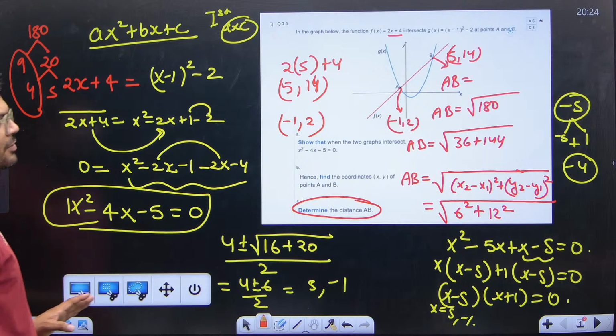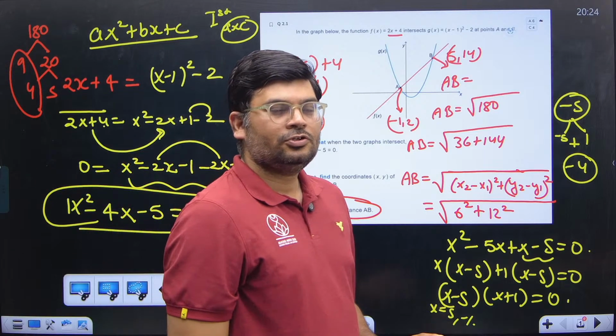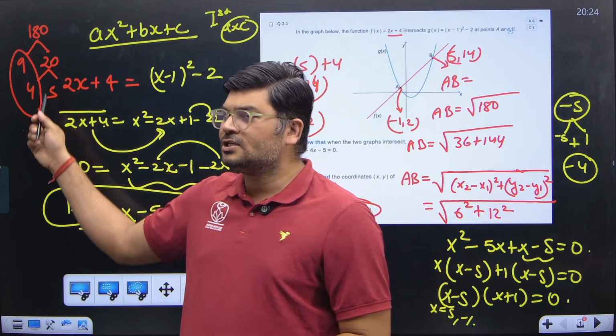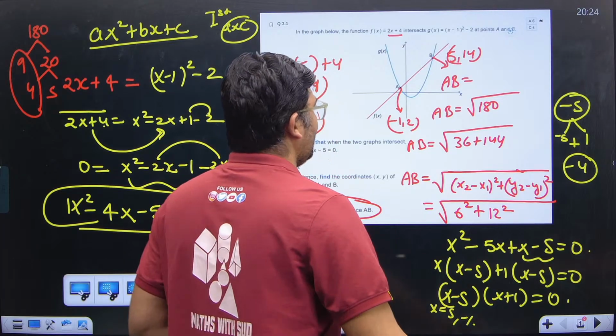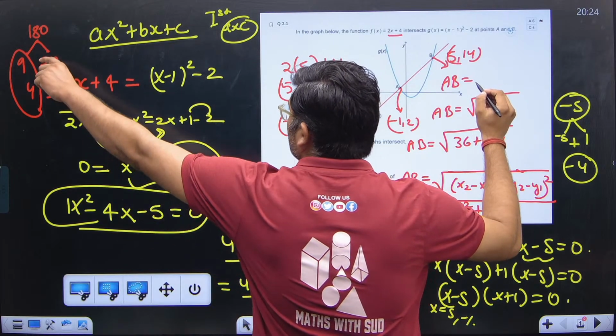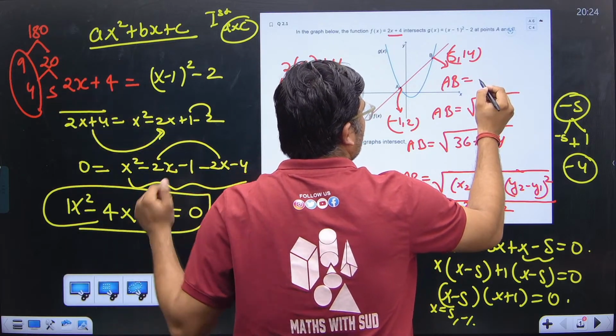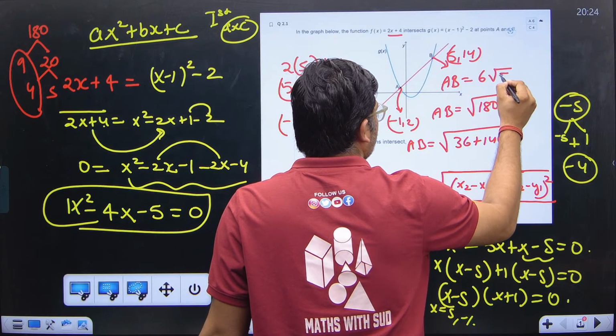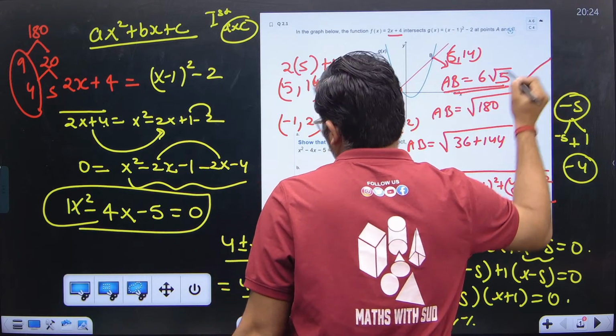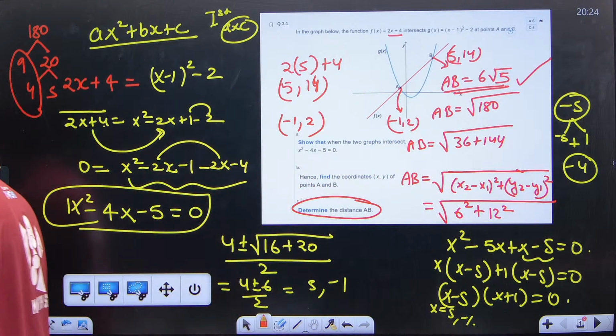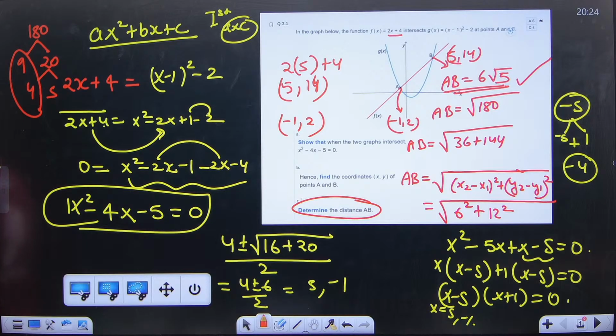So I was searching for the squares. You can see that 9 and 4 are the squares. So out of this 9 and 4, I can take 3 and 2 outside. So the answer will be 6 root 5. This is the final answer. Did you get that?